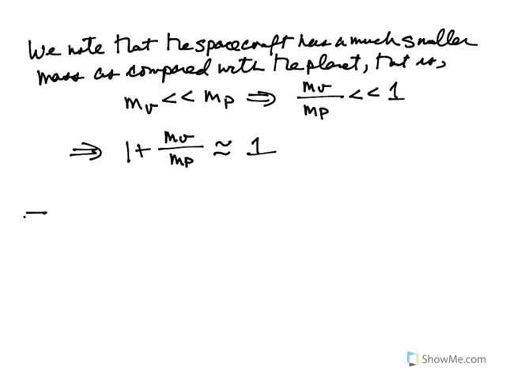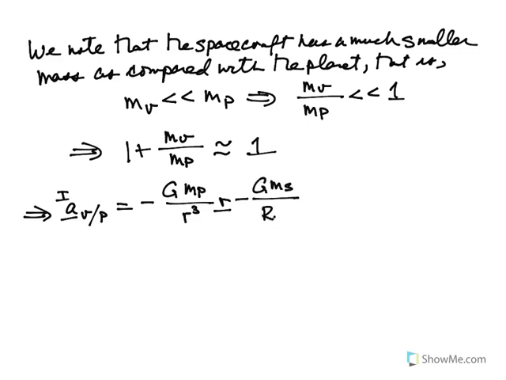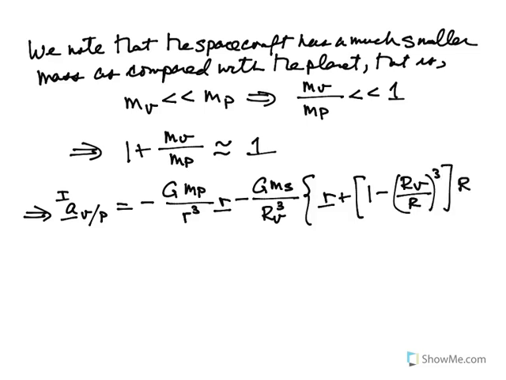it with 1, which winds up giving that the acceleration of the spacecraft relative to the planet in the inertial frame is equal to minus g times the mass of the planet, all divided by r cubed times r, minus g times the mass of the sun, all divided by rv cubed. And then we've got what's left over here, which is r plus 1 minus r sub v, all divided by r cubed times r.